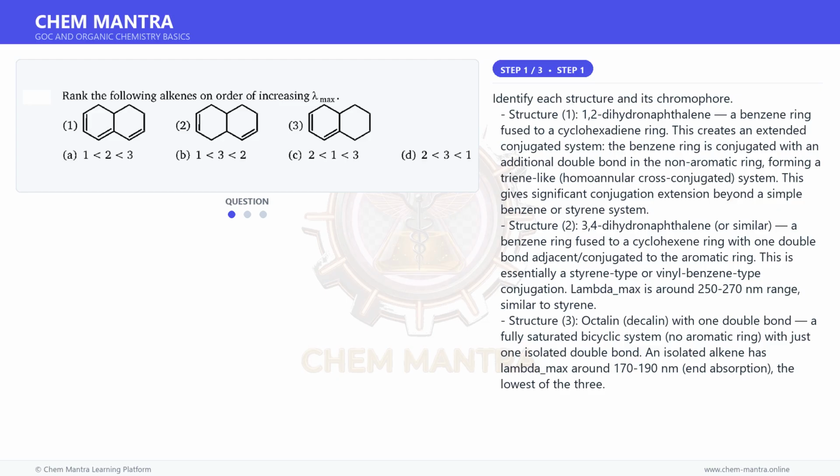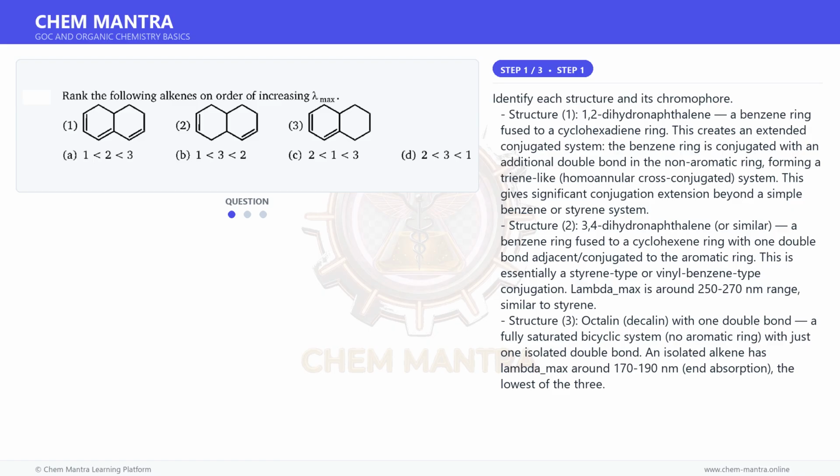Identify each structure and its chromophore. Structure 1: 1,2-dihydronaphthalene, a benzene ring fused to a cyclohexadiene ring. This creates an extended conjugated system. The benzene ring is conjugated with an additional double bond in the non-aromatic ring, forming a triene-like, homoannular cross-conjugated system. This gives significant conjugation extension beyond a simple benzene or styrene system.